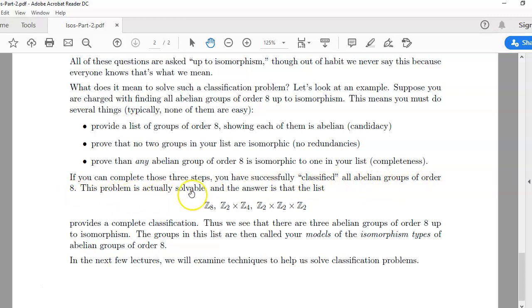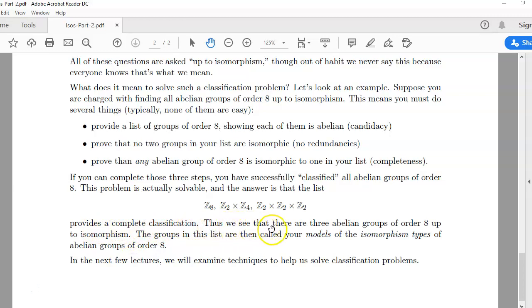Okay? Now this problem is actually solvable, right? And the answer is that the classification consists of 3 groups: Z8, Z2 cross Z4, and Z2 cross Z2 cross Z2. In other words, all of these are groups of order 8, and they're all abelian. That's true. No 2 of them are isomorphic to each other. We'll get into that later. It's not too hard to prove. The harder thing to prove is if I take any random abelian group of order 8, it must be isomorphic to one and only one of these groups. So these 3 groups here provide a complete classification of abelian groups of order 8.